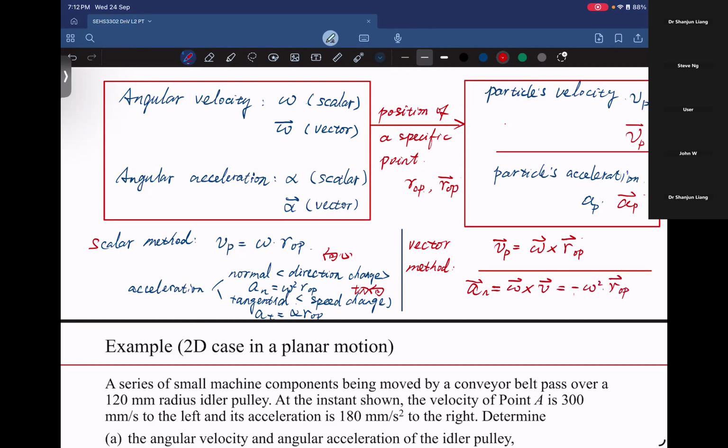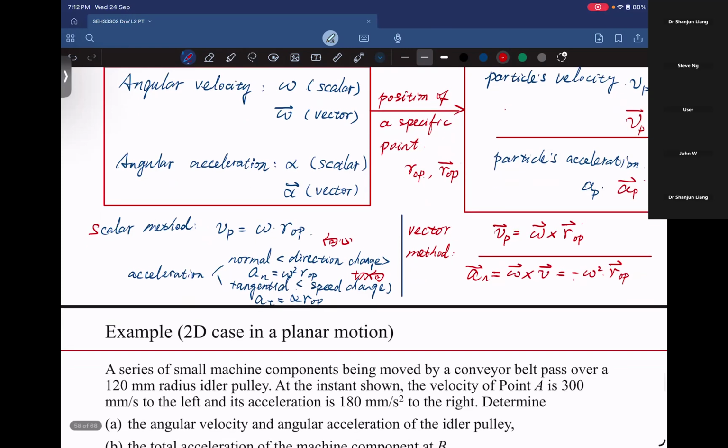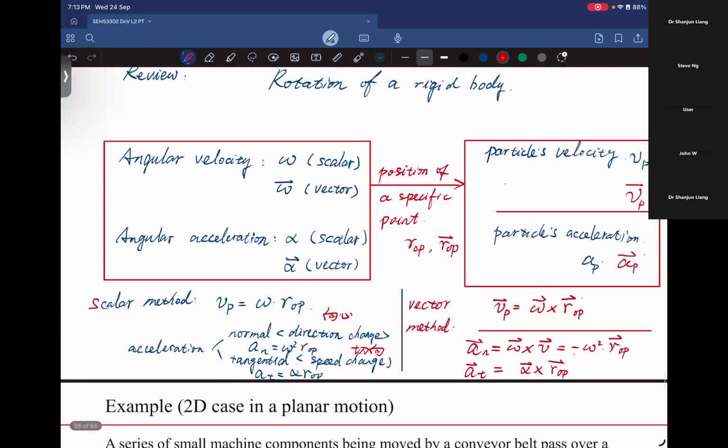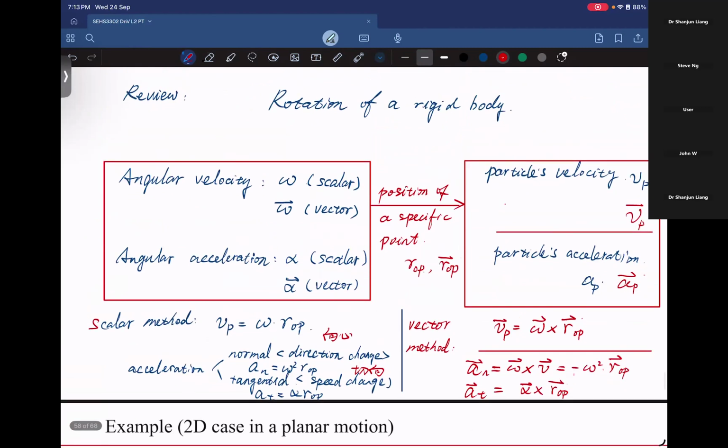Why is it negative here? Because A needs to point to the center, right? ROP is from the center to outside. We need to use the opposite direction. Therefore, we need a negative sign here. And AT, the tangential acceleration, is alpha cross ROP, which is simple. We just apply these equations to find the result, right?